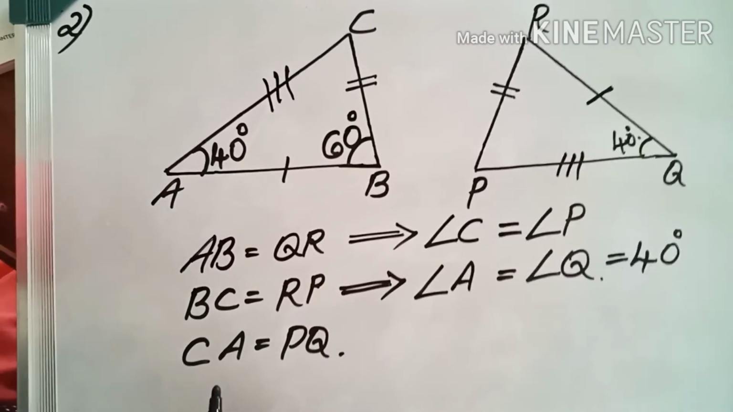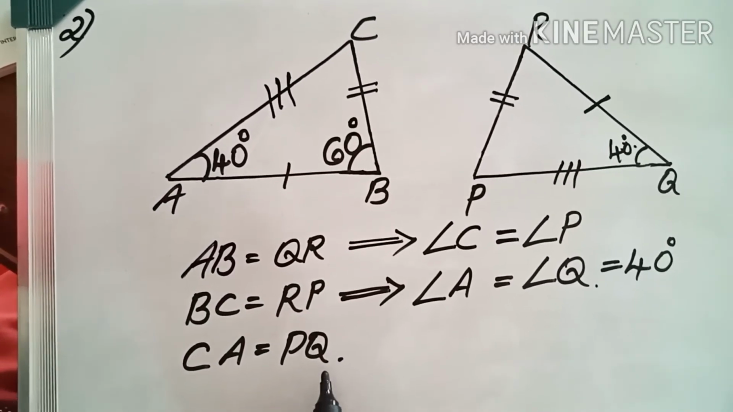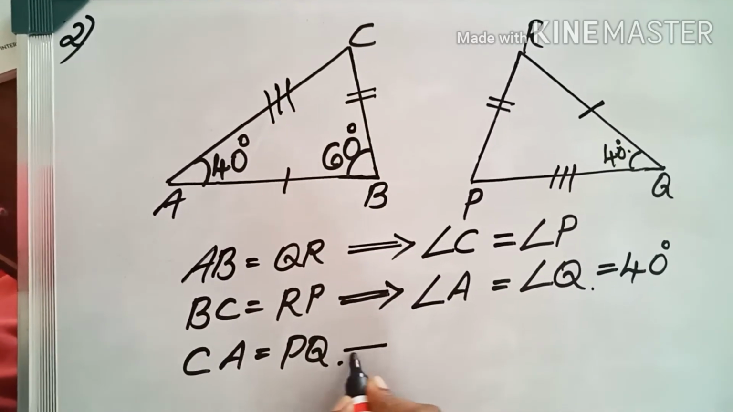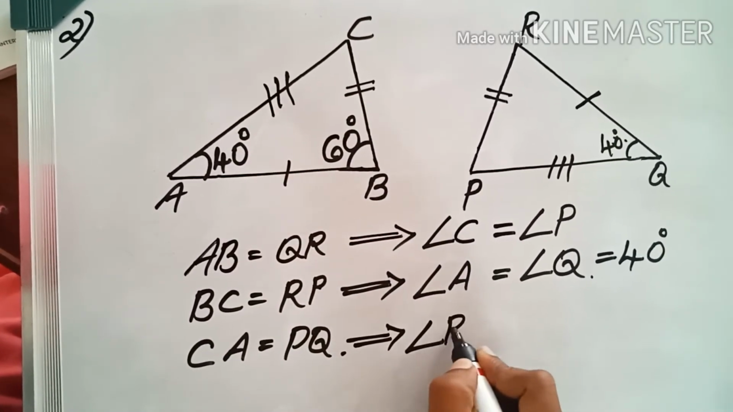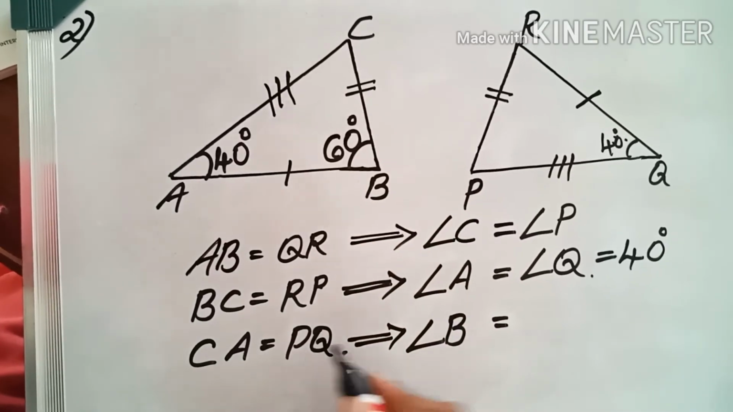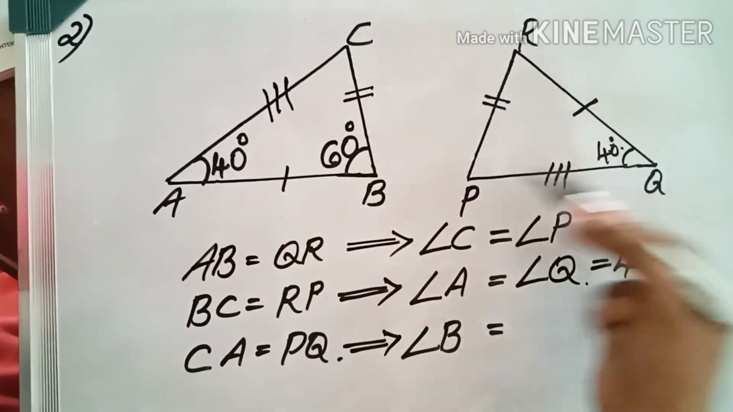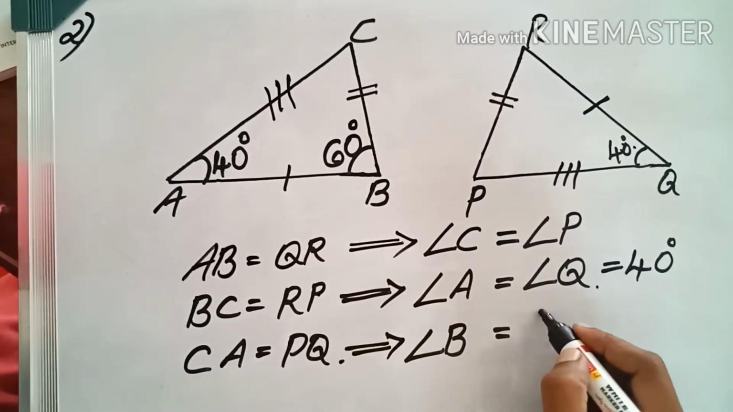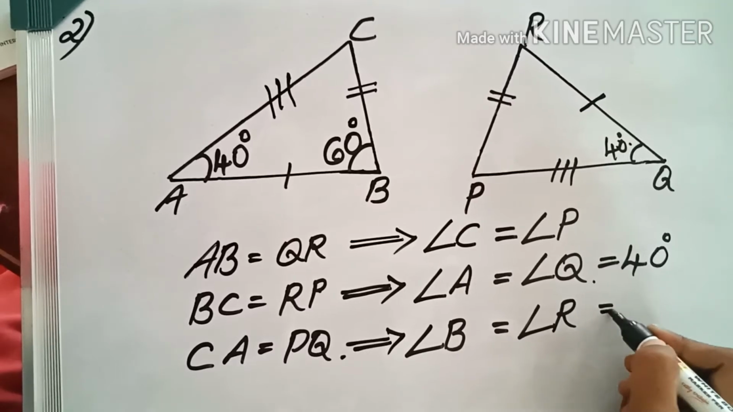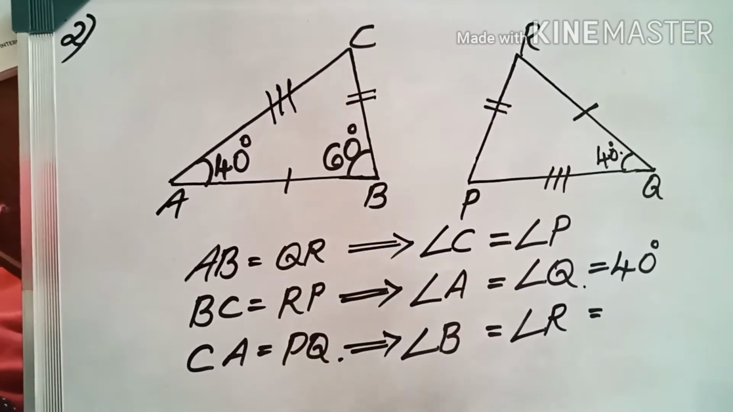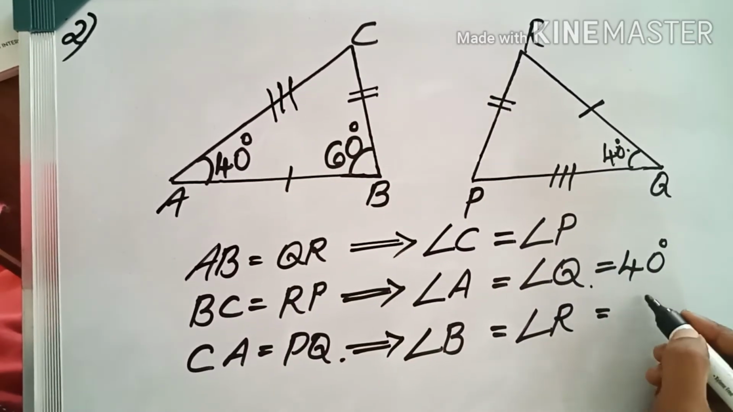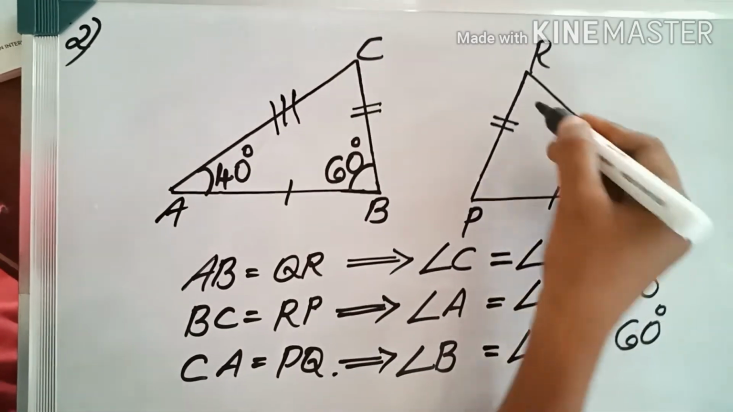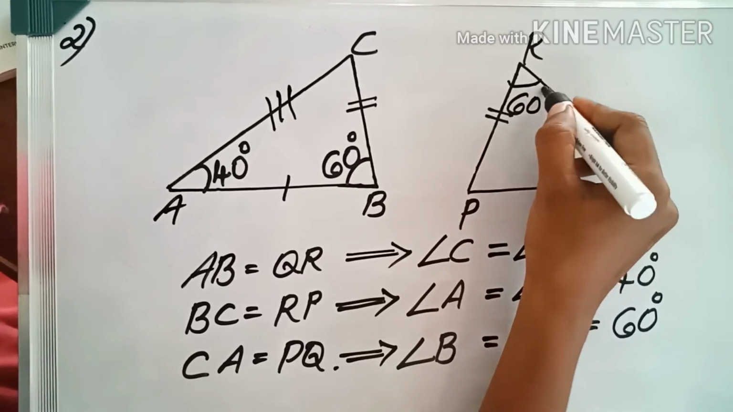Next, the third one, that is CA equal to PQ. Here CA, its opposite angle is angle B. So this implies angle B equals PQ's opposite angle. PQ is the third side. Its opposite angle is R, like this. So angle R. Now check, angle B we have is 60 degrees. So angle R will also be 60 degrees.